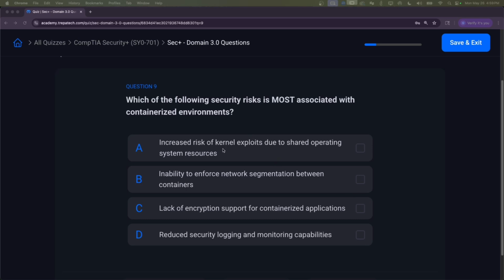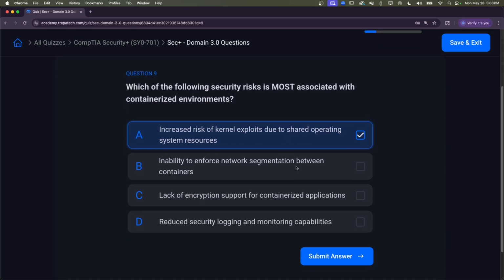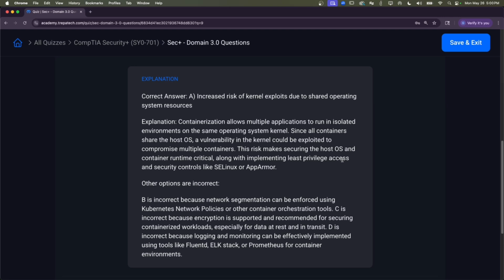So because of that, we have that shared kernel. So I'm gonna go with A here. It has encryption, we have security logging, and we have network segmentation with containers as well. Maybe a little bit more difficult to implement if you've never done it before. Not more difficult, it's just different, right? If you're not used to containers. But our answer here is A. Increased risk of kernel exploits due to shared operating system resources. Pause the video if you'd like to read the explanation.